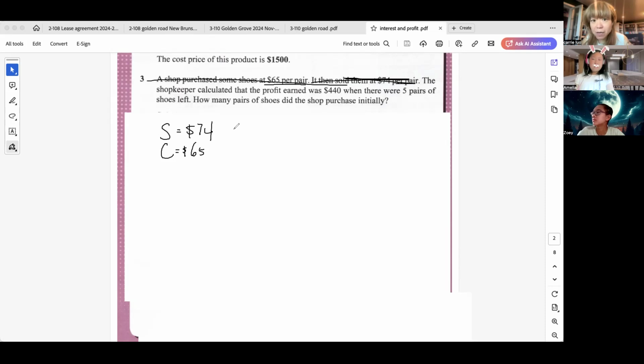Okay, so Zoe, let me ask you. Do you like something like that, or do you like these two sentences with a lot of words and a lot of numbers trying to bug you? Just the numbers. Just numbers, much easier, right? Because you already have the formula, you know which number to put in, because S minus C equals profit. So all you need to do is 74 minus 65 equals P equals 9.